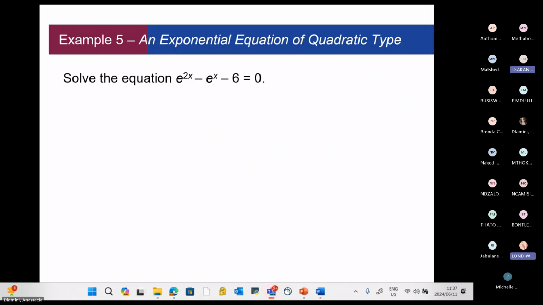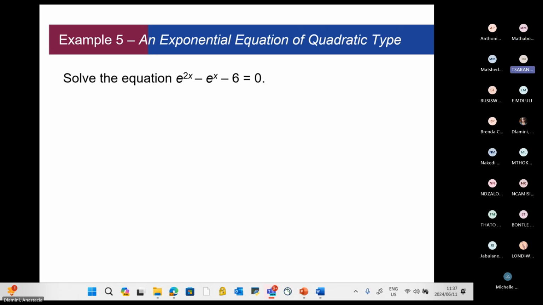Another step, actually: ln e is equal to 1. So we are left with 2x minus x equal to ln 6. So 2x minus x, it's x, right?